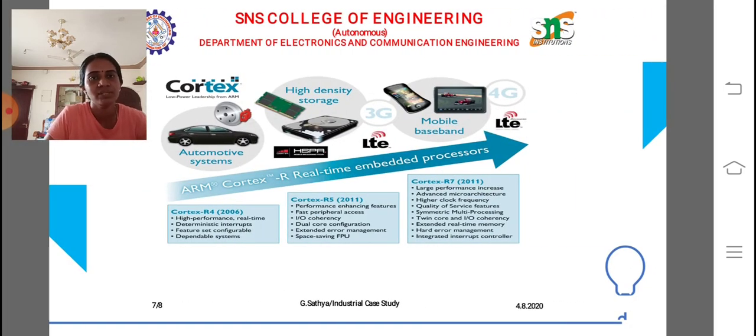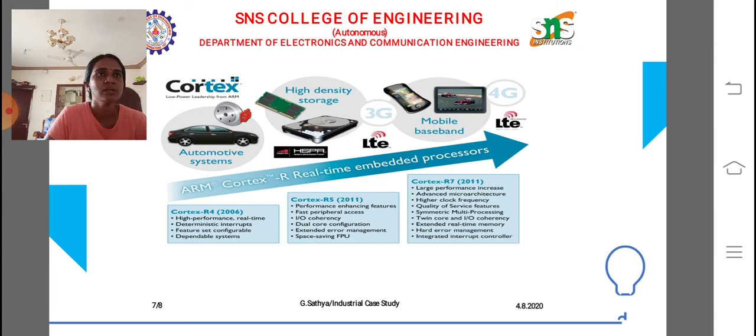And then the next one is ARM Cortex R, which is mainly used in our day-to-day life, that is, real-time applications. We are using the Cortex R series, that is Cortex R4, R5, and R7. R4 is for high performance and real-time purposes. So it has deterministic interrupts, and a feature set that is configurable for demanding systems also. These are all the features available in the Cortex R4 series.